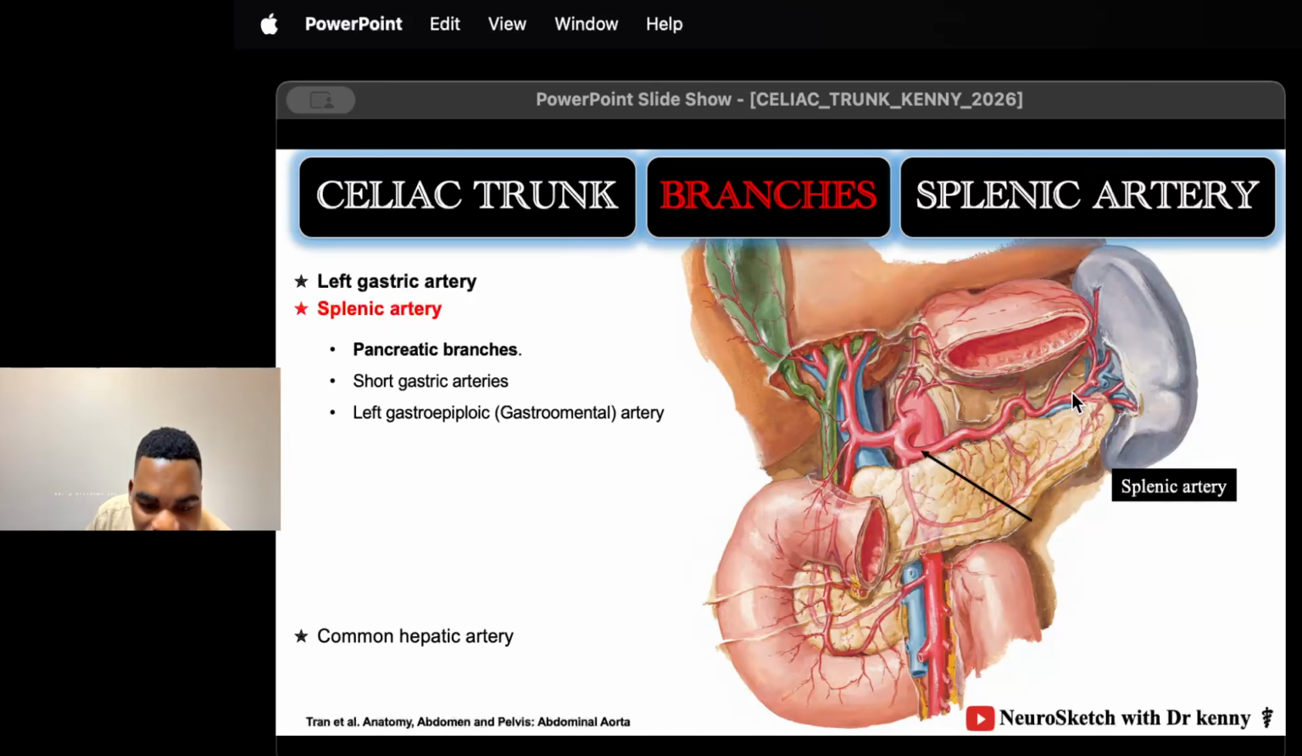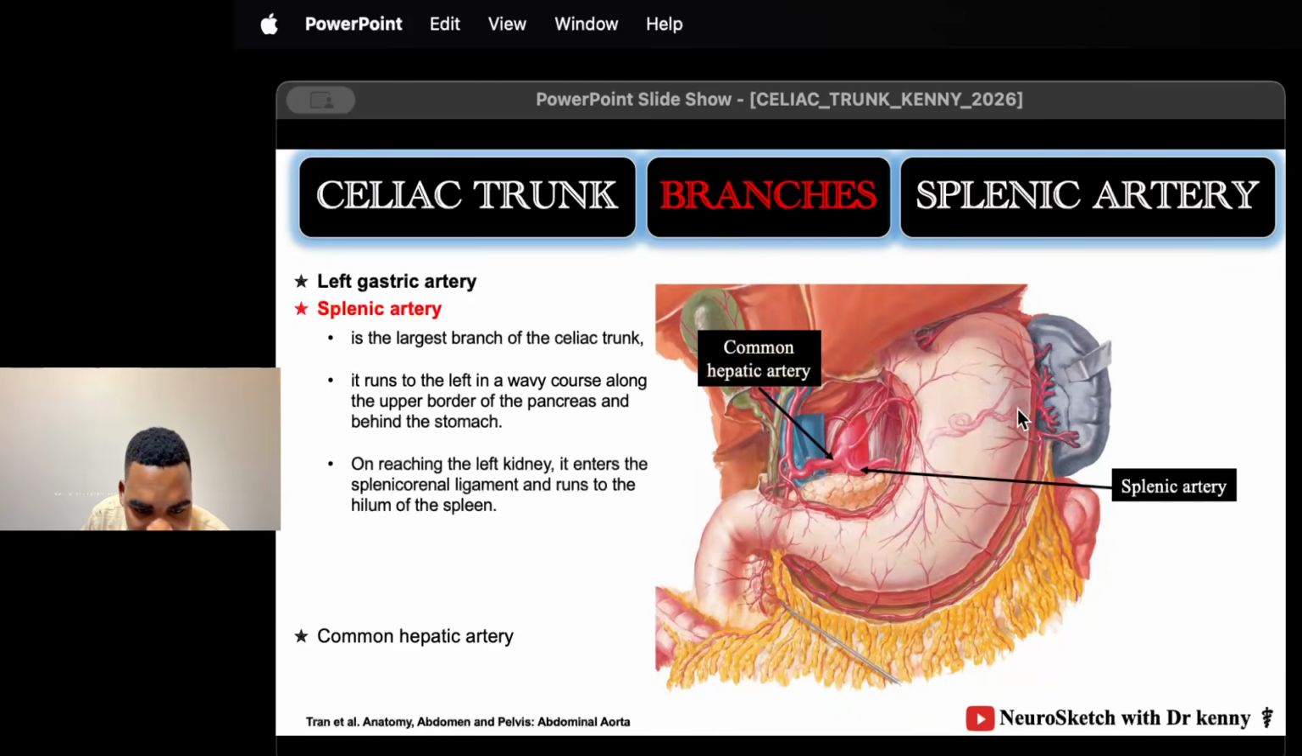Okay, but this is a splenic artery. It should go to the spleen, right? So it enters the hilum of the spleen here, and it supplies the spleen, and the spleen has a lot of blood supply. Splenic artery. And then let me take you back here into this picture. And this is the splenic artery.